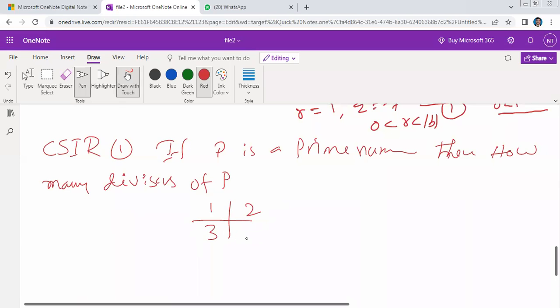This is the previous CSIR question. 3 and 4 were given as answers. 4 is the right answer.